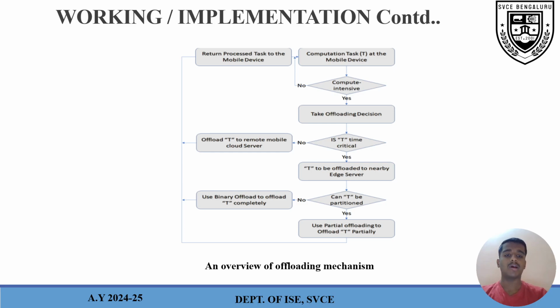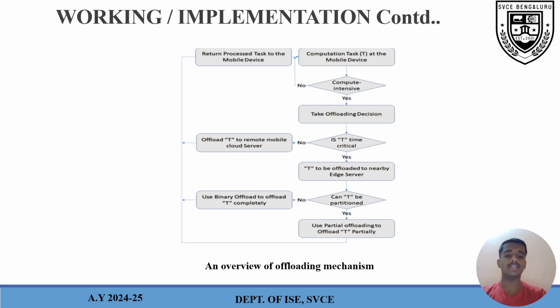And then when the offloading decision has been taken, it is checked if the T, which is the task, is time critical. If yes, then the T or the task is offloaded to the nearby edge server. If not, then it is sent to the nearest remote mobile cloud server.